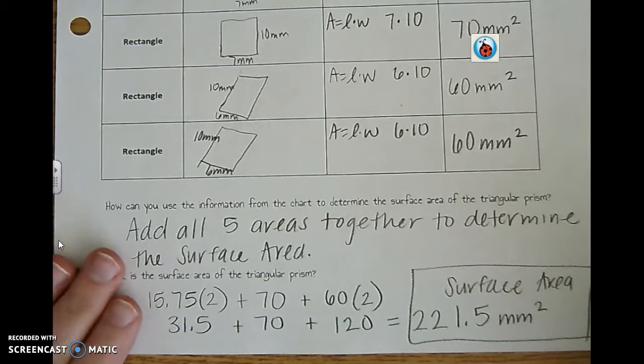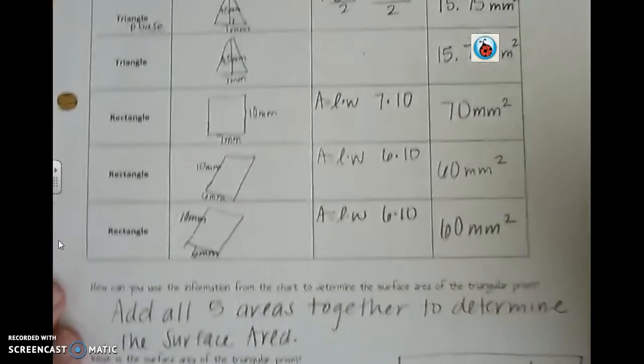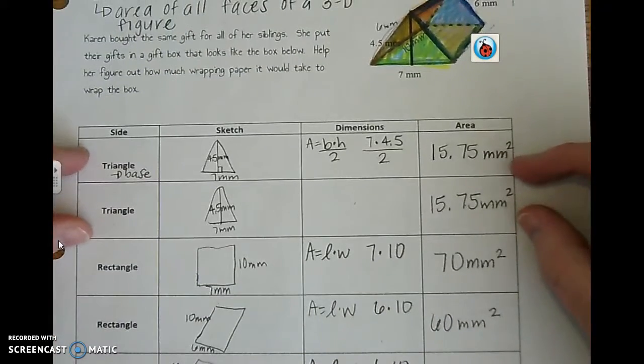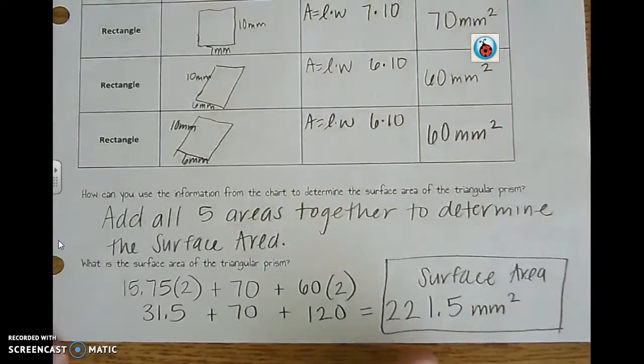So very similar to what we did yesterday. Only difference is that I have 5 faces instead of 6, and 2 of them are triangles. So that's surface area of a triangular prism.